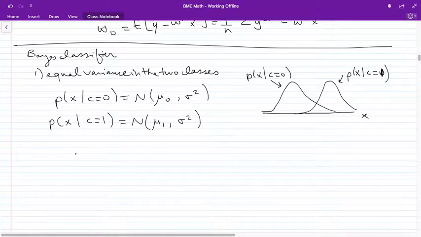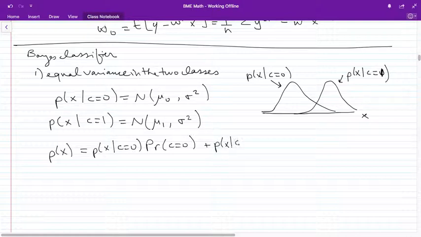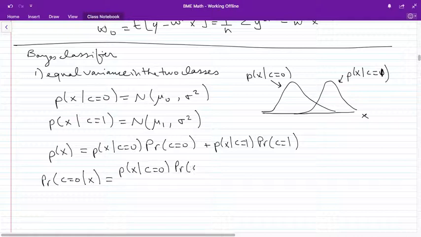All right, so to find our posterior probability, we need the likelihood, we need the prior, we need the marginal. So let's begin with the marginal. What's P of X? Well, that's P of X given that class is 0 times the prior probability of class 0, plus the probability of X given class 1 times the prior probability of class 1. That's our marginal. And then our posterior probability that we have class 0 given X is the likelihood times the prior probability divided by the marginal.